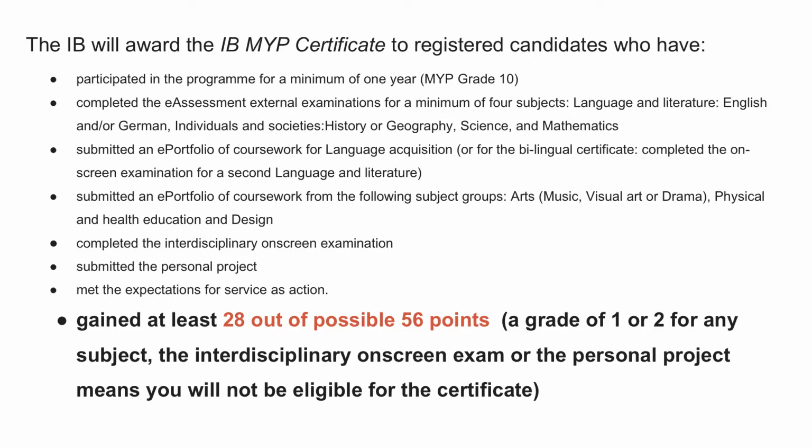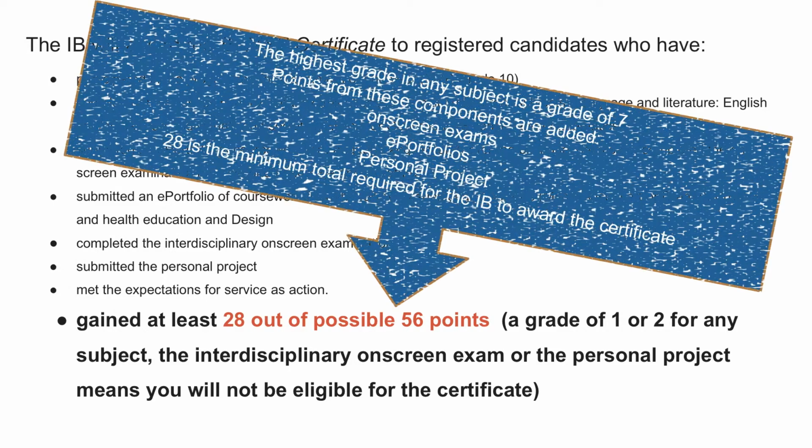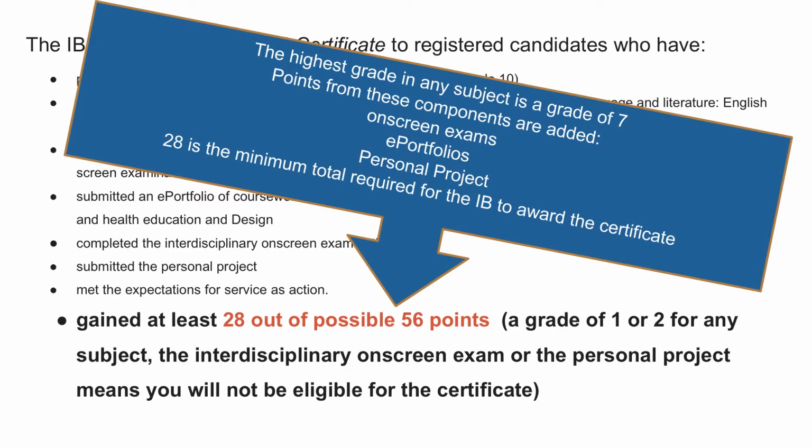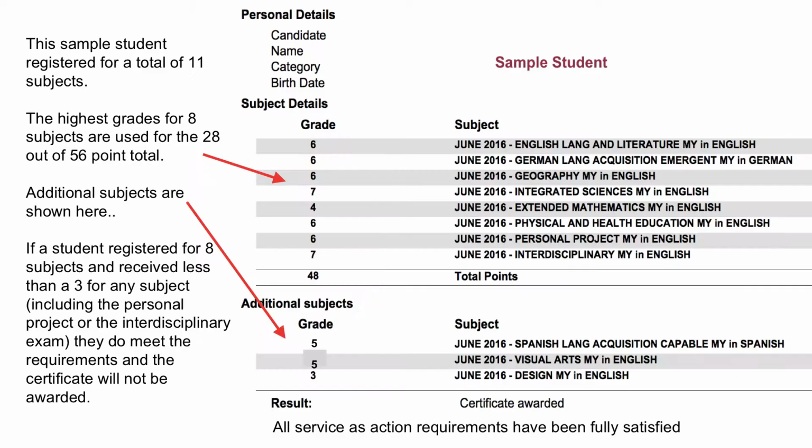For the IB to award the certificate, the minimum points are 28, but you can't have a grade of 1 or 2 for any of the on-screen exam subjects, including the interdisciplinary exam. You have to get above a 2 or a 3 for your languages and the personal project. So this slide explains in more detail.